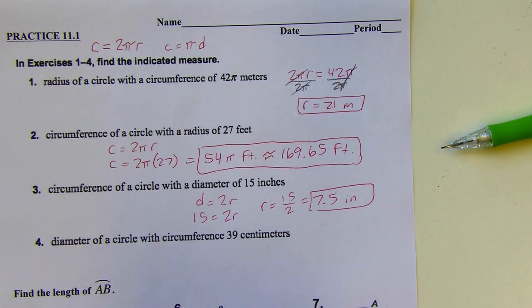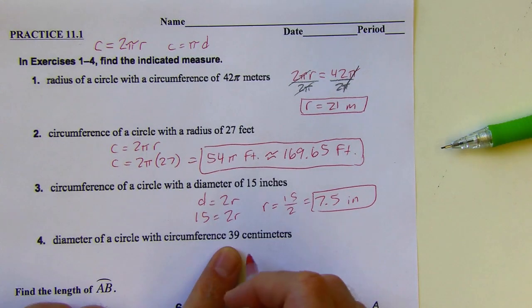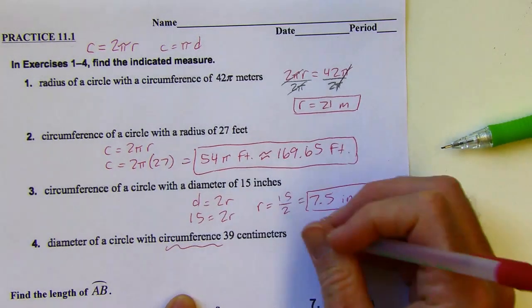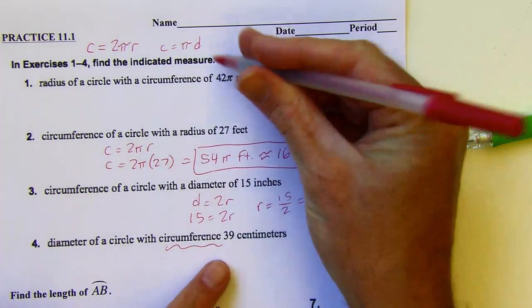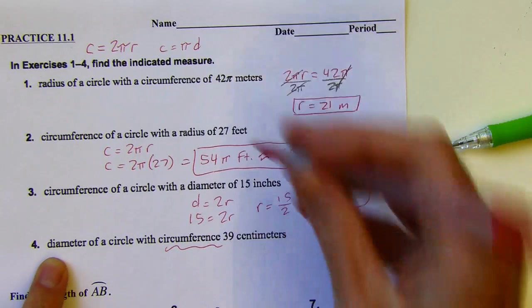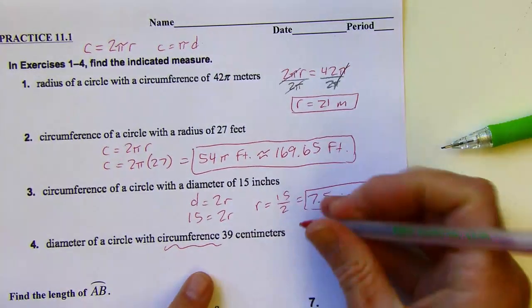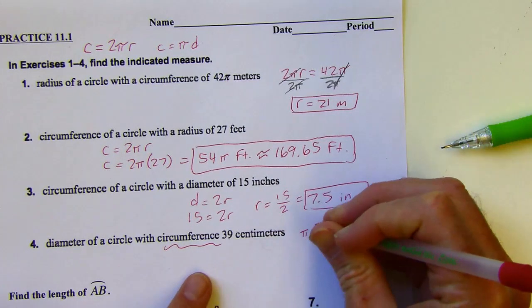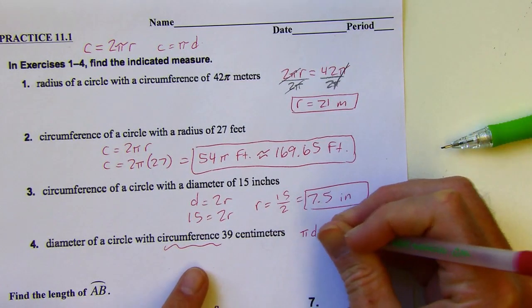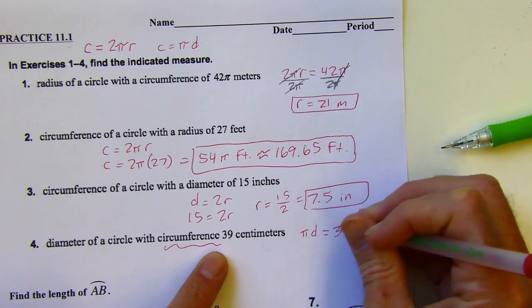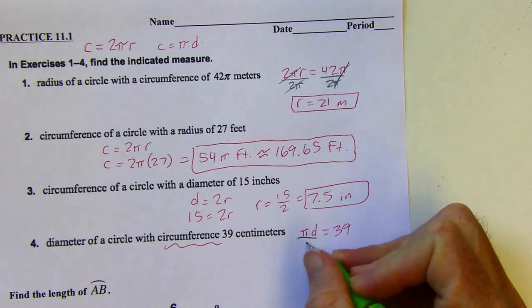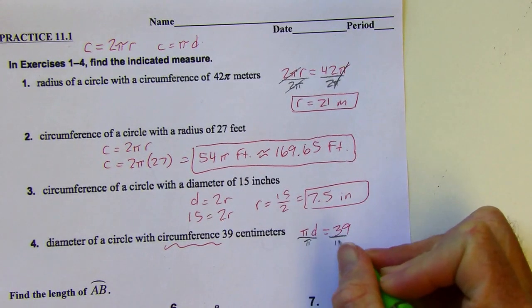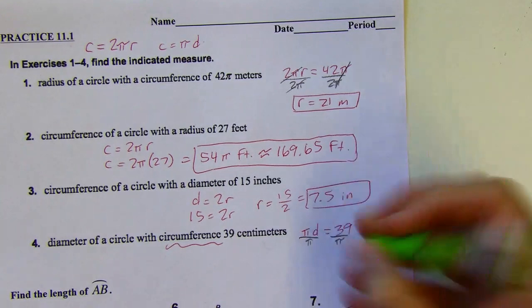Next up, find the diameter of a circle with a circumference of 39 centimeters. I know the circumference formula is 2 pi r, or pi times diameter. Since we're looking for the diameter, I'm actually going to use this version. So pi times the diameter is going to equal 39, they tell me it's 39. And now if I want to solve this for the diameter, I'm just going to divide by pi. The pi's will cancel.